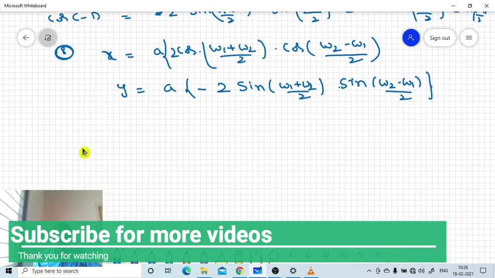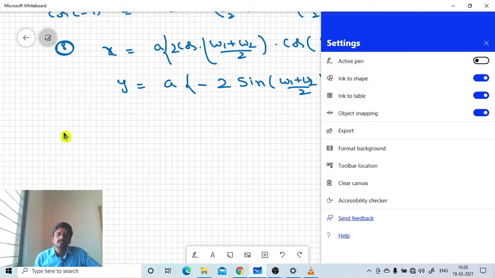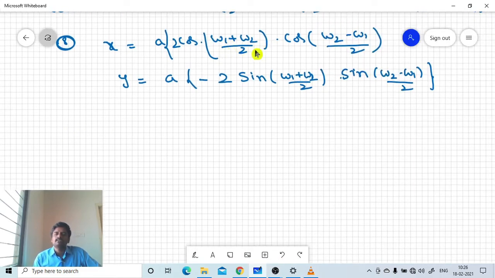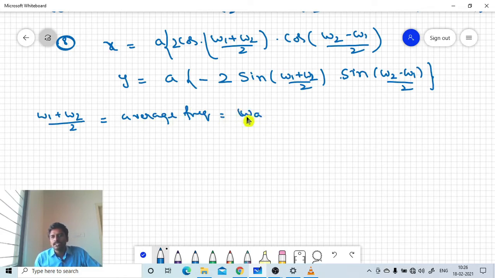So here you have two normal frequencies, omega 1 and omega 2. The normal frequencies are constant terms, and omega 1 plus omega 2 divided by 2 is nothing but the average of the normal frequencies. We will name it the average frequency, which I can simply write as omega a, WA.